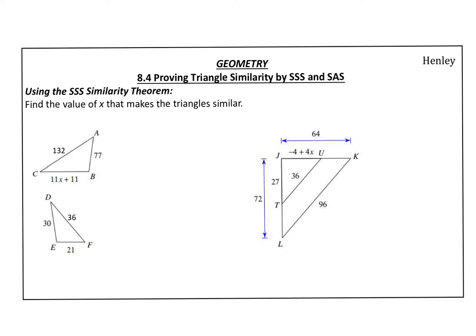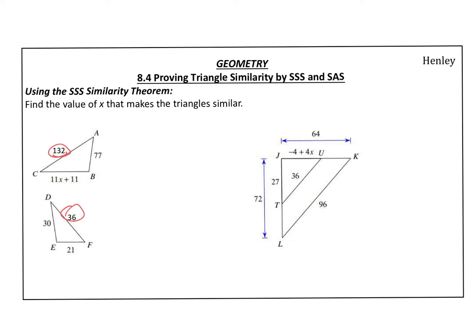Now, when we look at this problem, what we're trying to do is use proportions that we went over again at the beginning of this section in order to find the value of x that will make these two triangles similar. So we've got to figure out what sides correspond. So we have 132 that corresponds to 36. Those are the longest sides.